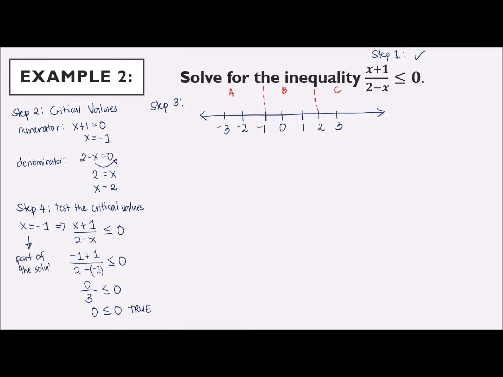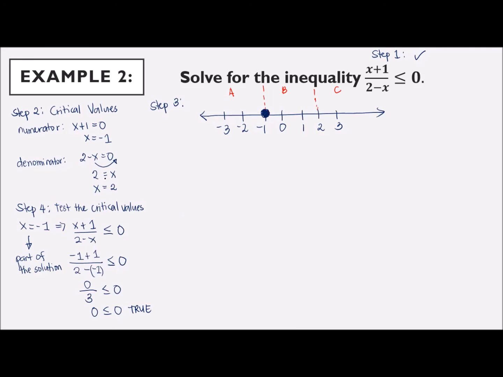So anong gagamitin nating symbol sa number line? Shaded or open circle? Very good. Kasi part, dapat shaded. Okay? So ito yung negative 1. Shade natin. Okay. Diba? Kayang-kaya niya yan.